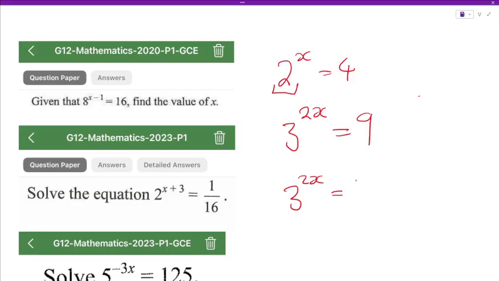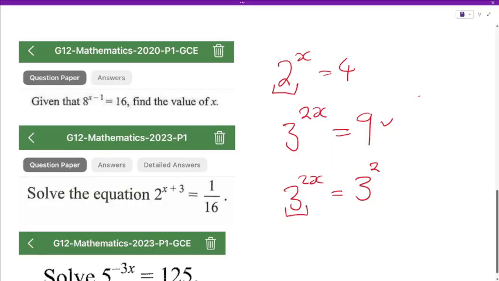So we write a base of 3. Now it's up to you to figure out the power. What power should I put? Ask yourself, how many times can I multiply this 3 by itself to give me a 9? It is 2 times. So the 2 becomes your power.